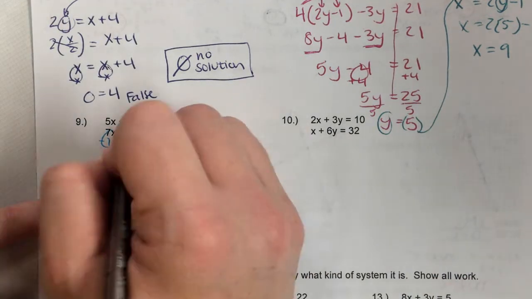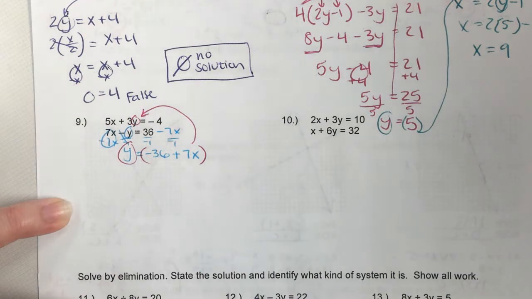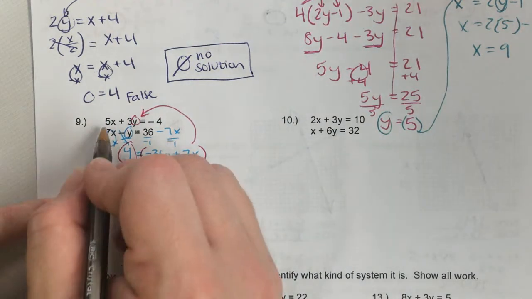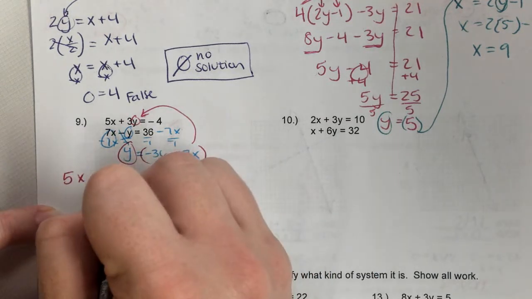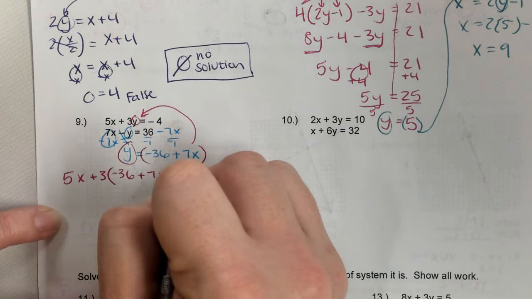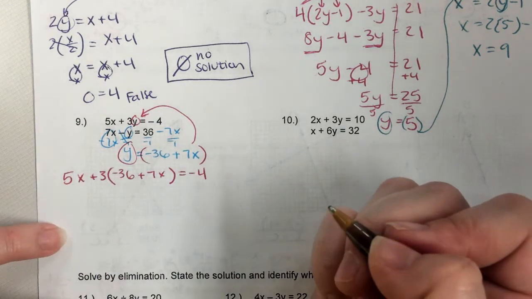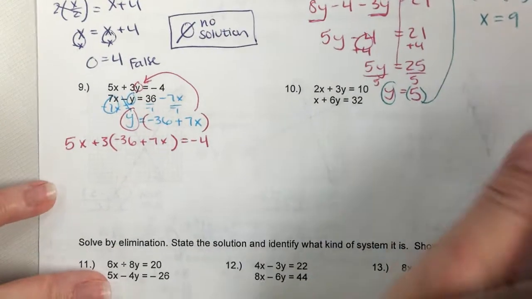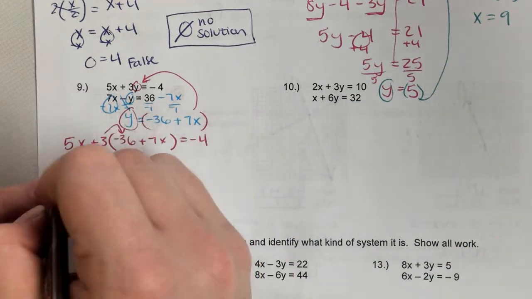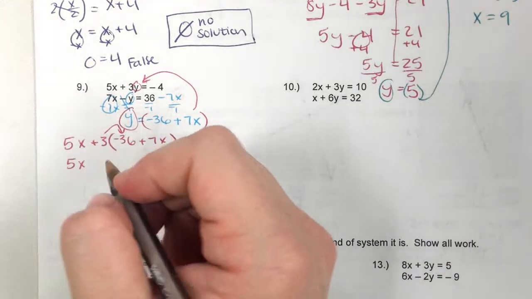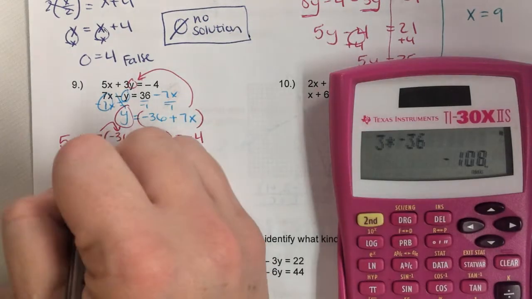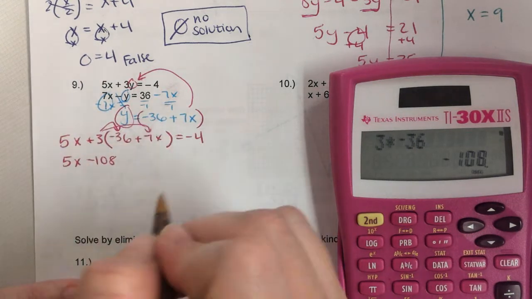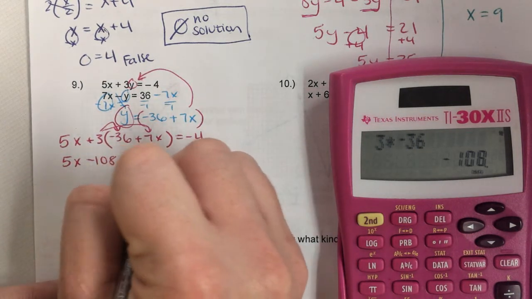Now I have something to substitute in. So I know y equals this, so I can replace y with that. So I'm going to rewrite the first equation, 5x plus 3, and instead of y, I'm going to plug in this negative 36 plus 7x equals negative 4. And I'm going to solve. So I'm going to bring down my 5x. 3 times negative 36 is negative 108. 3 times 7x is 21x. Equals negative 4.